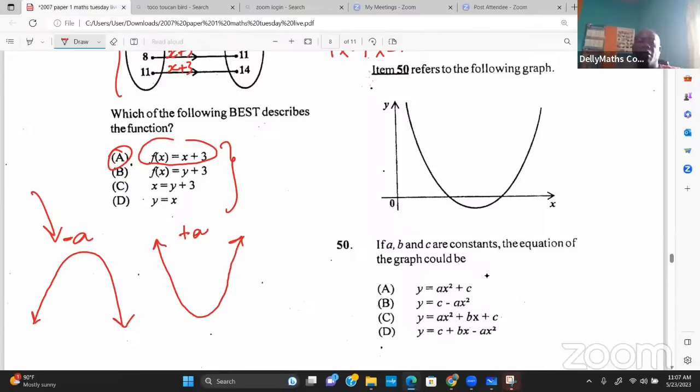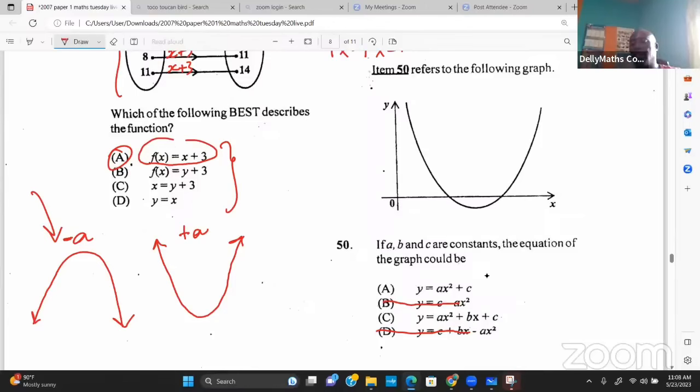So I already know that I am dealing with a positive A, which means it cannot be B, it cannot be D, because those are carrying some negative A's. So you have to look and understand so you can know where to go. Now it's either A or C.